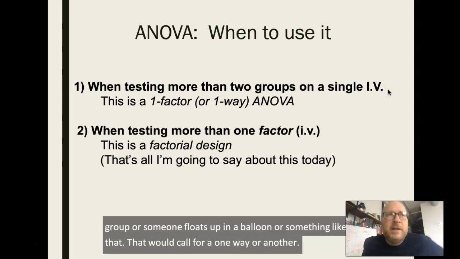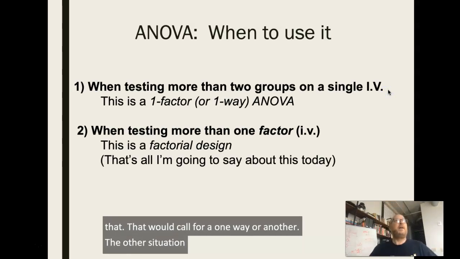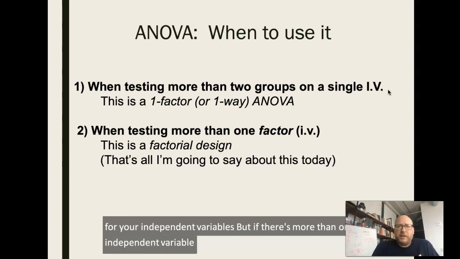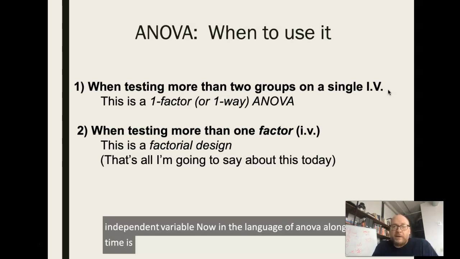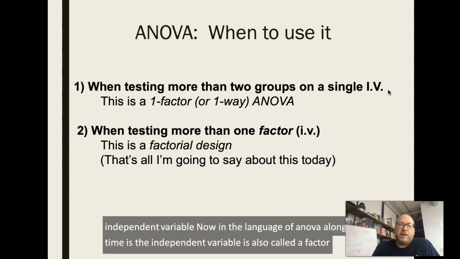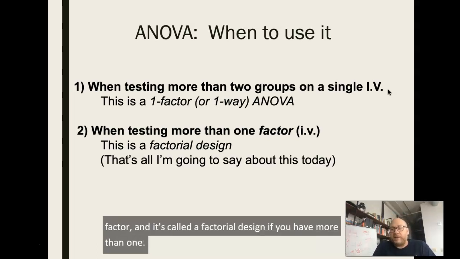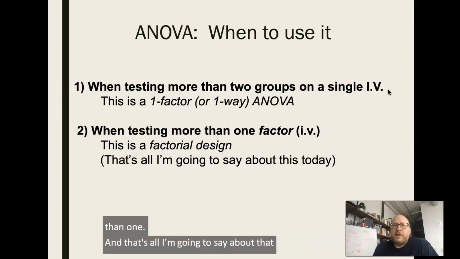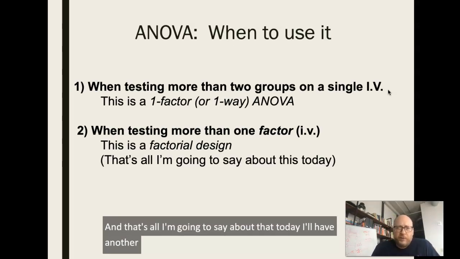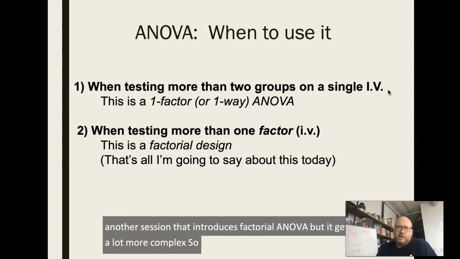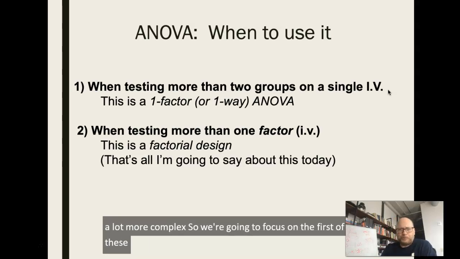The other situation is you might still have only two groups for your independent variable, but there's more than one independent variable. Now, in the language of ANOVA, a lot of times the independent variable is also called a factor, and it's called a factorial design if you have more than one. And that's all I'm going to say about that today. I'll have another session that introduces factorial ANOVA, but it gets a lot more complex, so we're going to focus on the first of these two things right now.